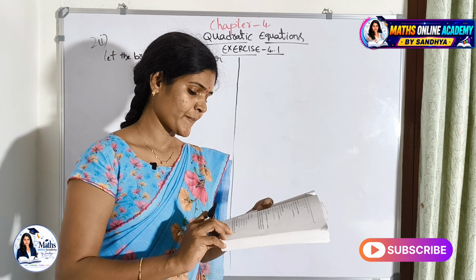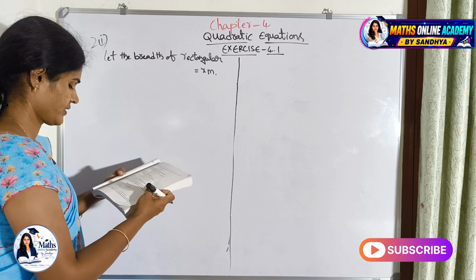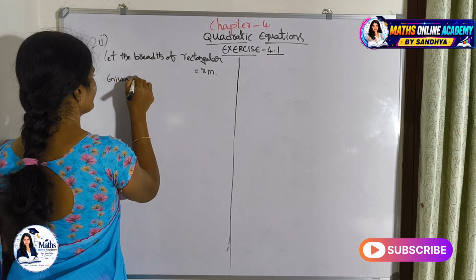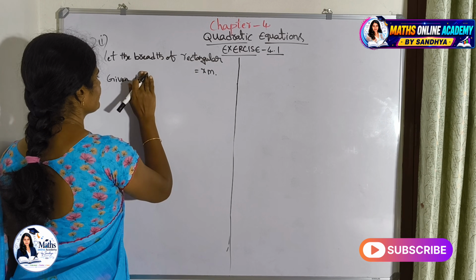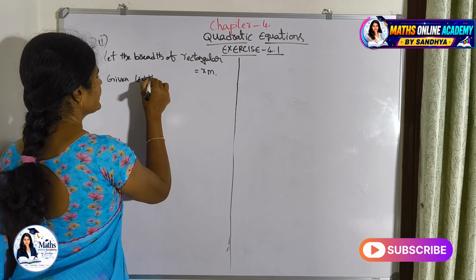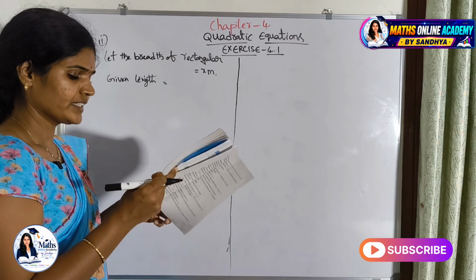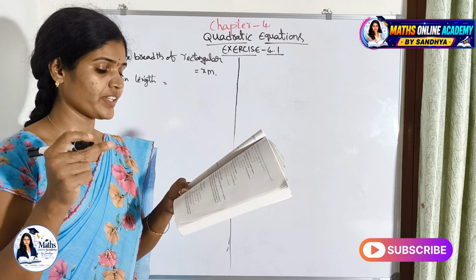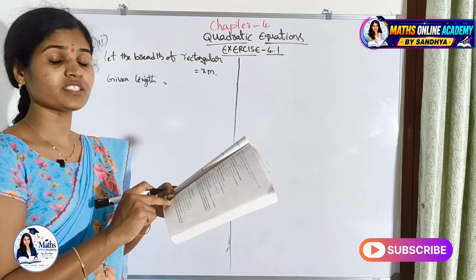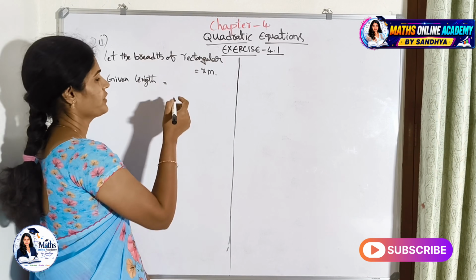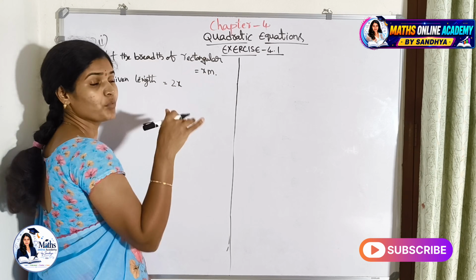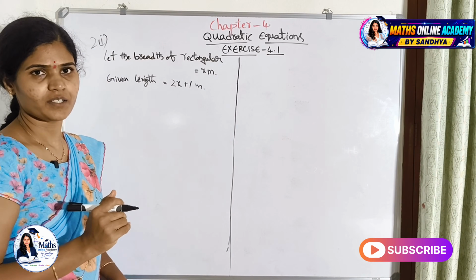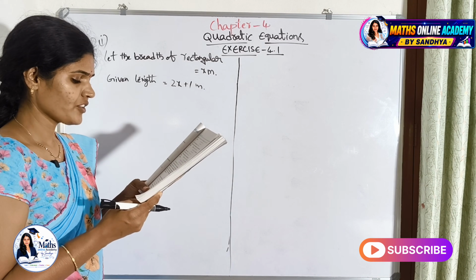So length equal to what? Given, length of the plot is 1 more than twice its breadth. Twice its breadth means breadth is x. Twice means 2x. 1 more. More means plus 1. This is the length. Okay.